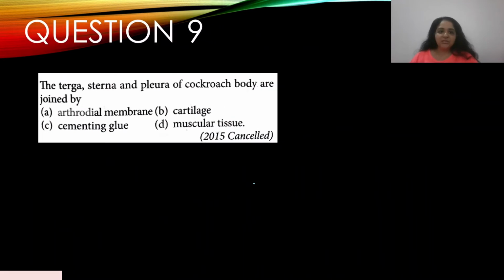The terga, sterna, and pleura of cockroach body are joined by: A, arthrodial membrane, B, cartilage, C, cementing glue, and D, muscular tissue. This appeared in 2015. It was a cancelled exam. So they are joined by arthrodial membrane. The answer is A. Let's go to the discussion.